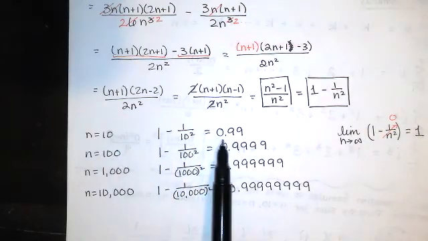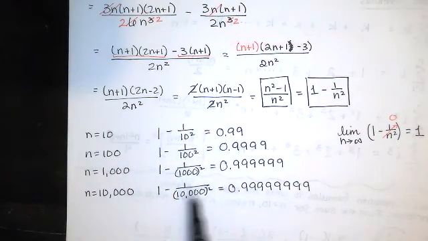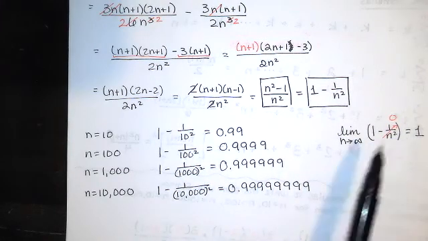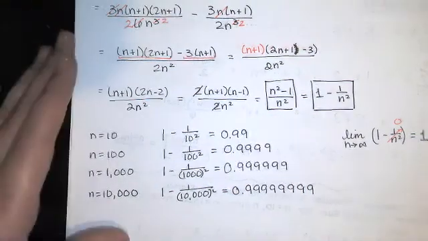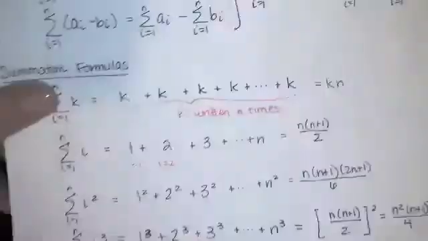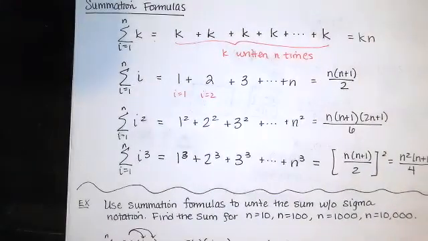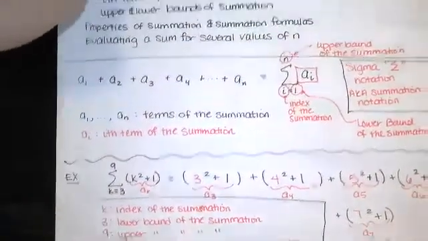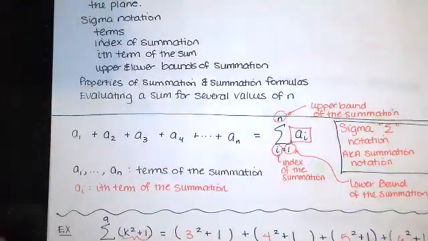And we can see when n is 10, when n is 100, when n is 1,000, when n is 10,000, we're getting closer and closer to 1. We're adding more and more nines there. If we could have infinitely many nines, it turns out that that's actually equal to 1. Okay, so that is our summation formula. And that is the end of our lesson on sigma notation.